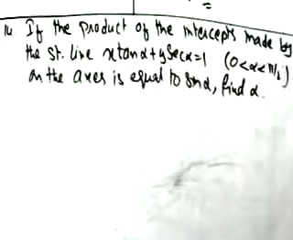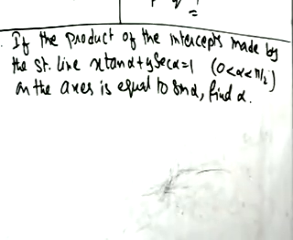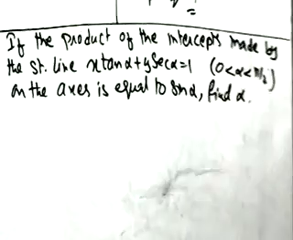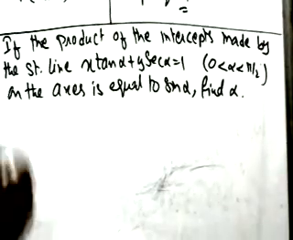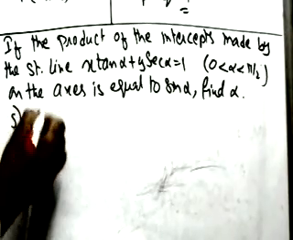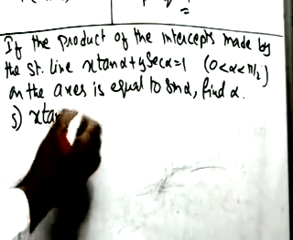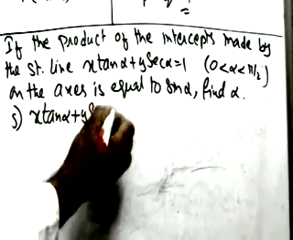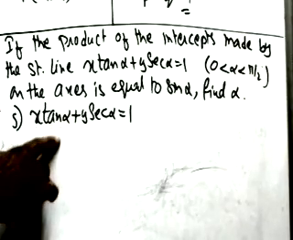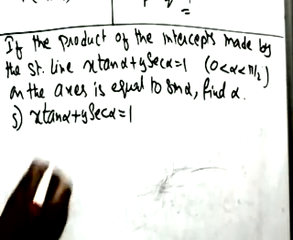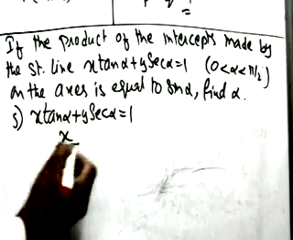Let me do one more question. See here, 14th question. If the product of the intercepts made by the straight line, what is given here? The straight line is x tan alpha plus y sec alpha equals 1. Let me first find the intercepts. Bring this to the denominator. The reciprocal will be cot.